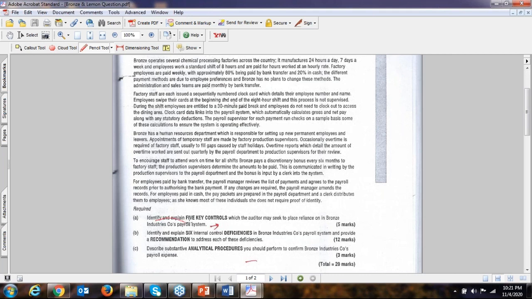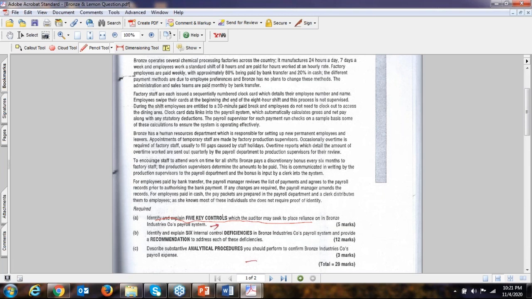Identify and explain 5 key controls which the auditor may seek to rely on in Bronze Industries. 5 marks. So 5 key controls means 1 mark for each control.